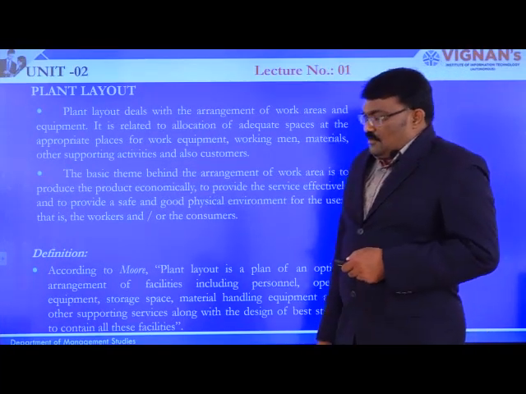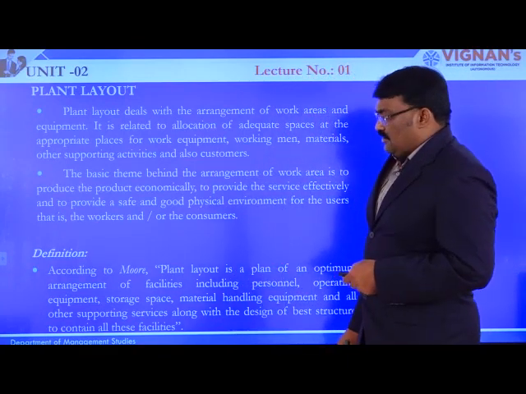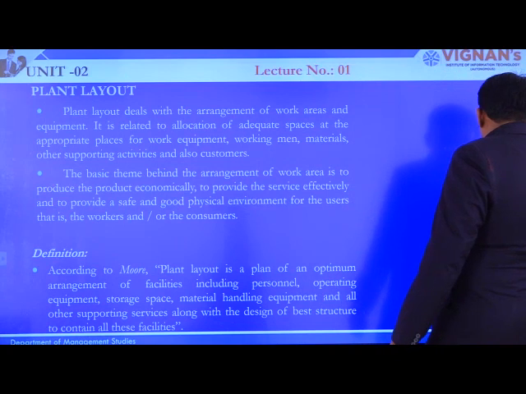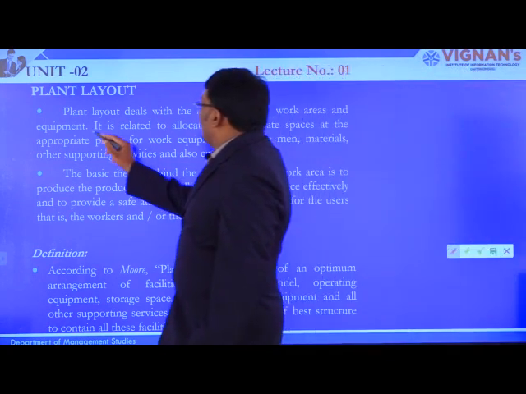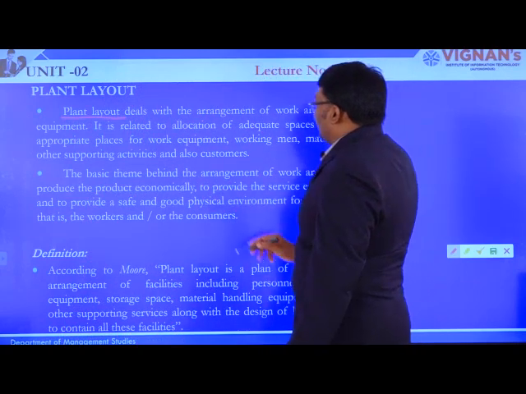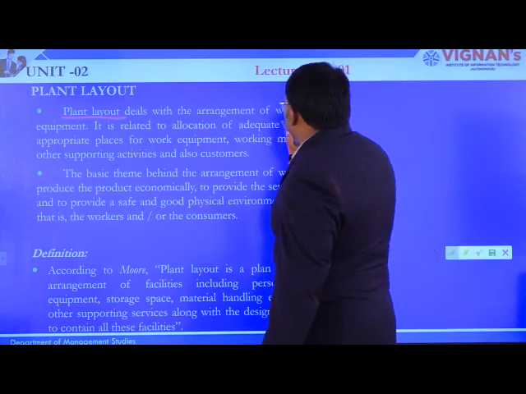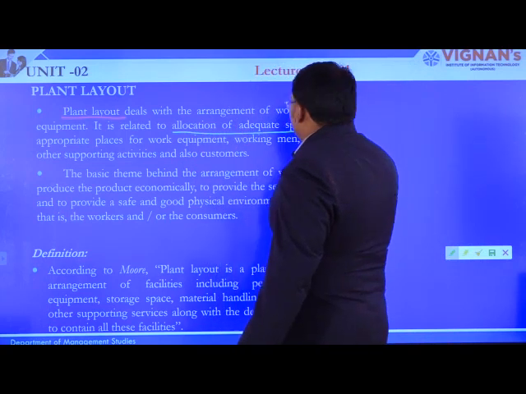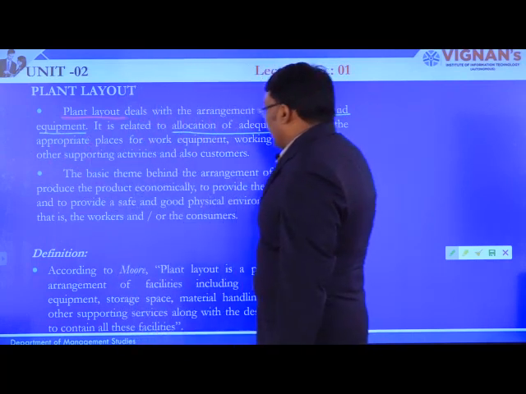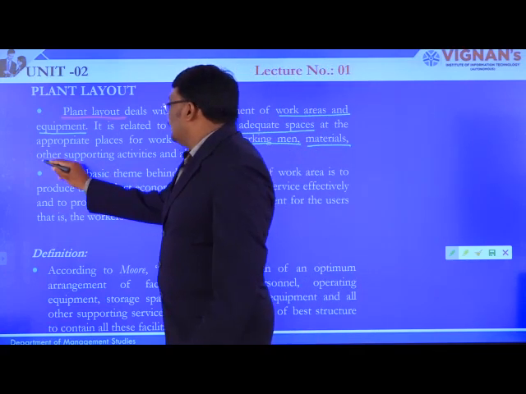Now, under the plant layout, we need to understand what the plant layout deals with. The plant layout deals with the allocation of adequate spaces and work areas, and the equipment and the working men, materials, and other supporting activities.